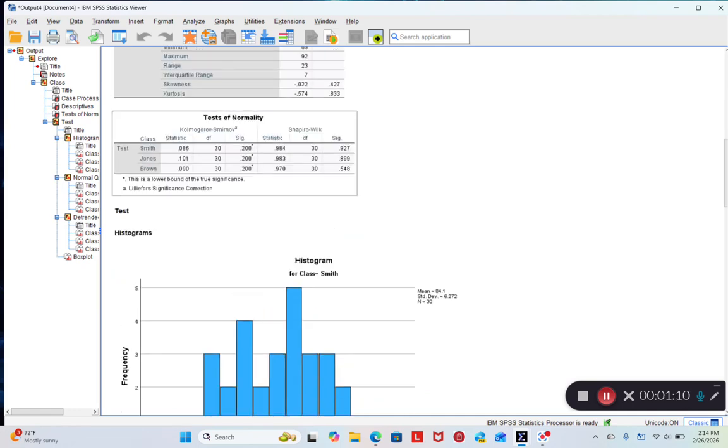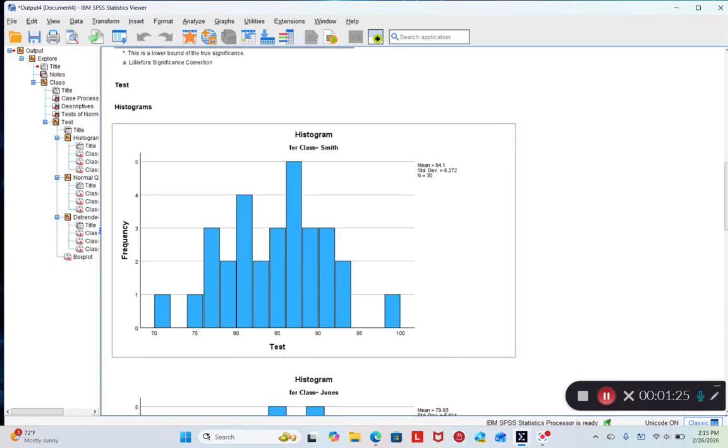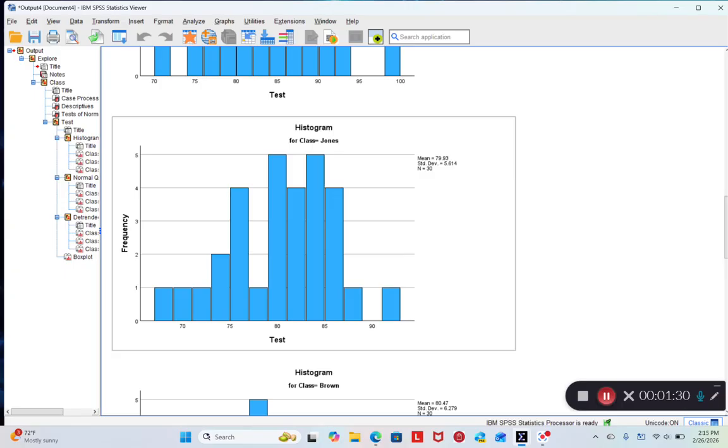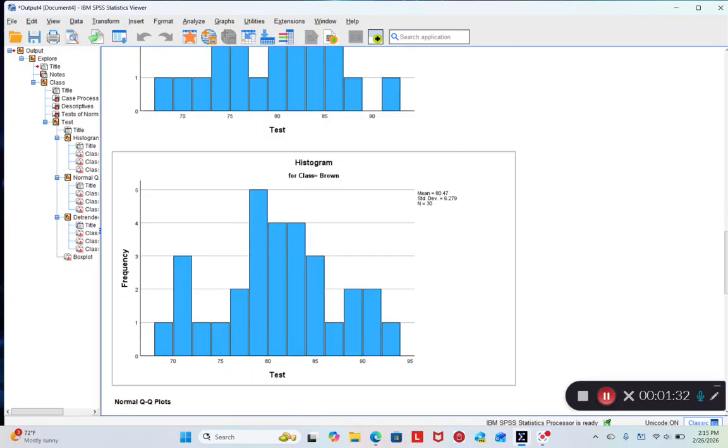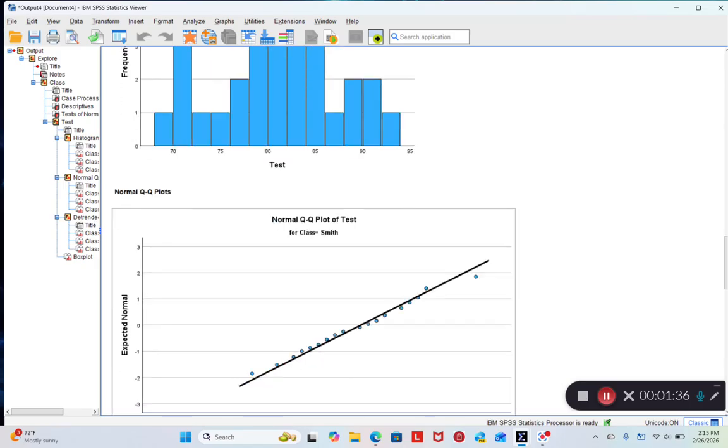So for the test of normality, you can see the significance right here is above 0.05, so all 3 will be normally distributed. When you look at the histogram, you can see there's a normal distribution of data for the most part in all 3 cases. After we do that, since they are normally distributed, we check the homogeneity of variance.